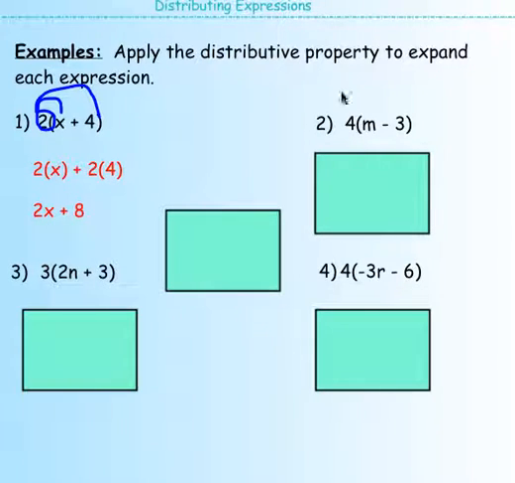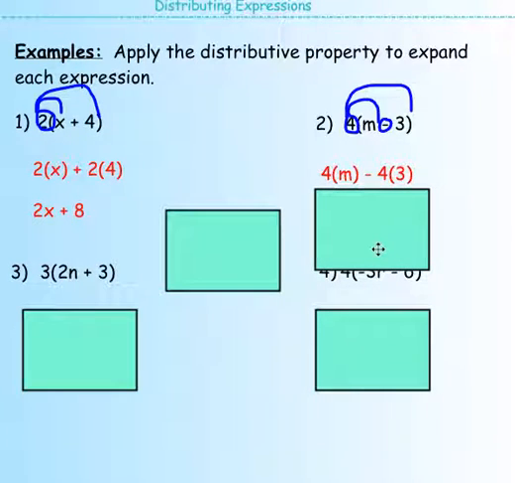So take a look at the next one. So we have 4. We're going to distribute that factor to each term on the inside of the parentheses. Now here, if you notice, we have a subtraction sign, so it's very important that we know to bring down that subtraction sign. So 4 times m, and then 4 times 3, and bring down that negative. And it simplifies to 4m minus 12.